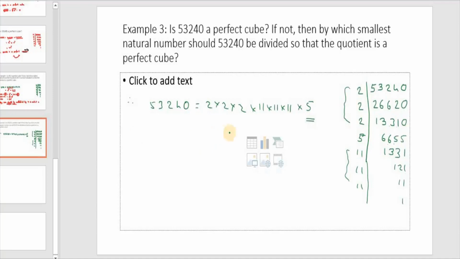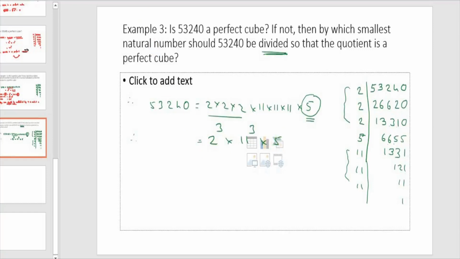Now, you see, by which number should it be divided so that the quotient is a perfect cube? So how do we divide it? What is more? For 1, 5 is more, right? So to remove this 5, I'm going to do 2 into 2 into 2. 2 into 2 into 2 is 2 cube, right? 11 into 11 into 11 is 11 cube, and I have only 1 5, right?